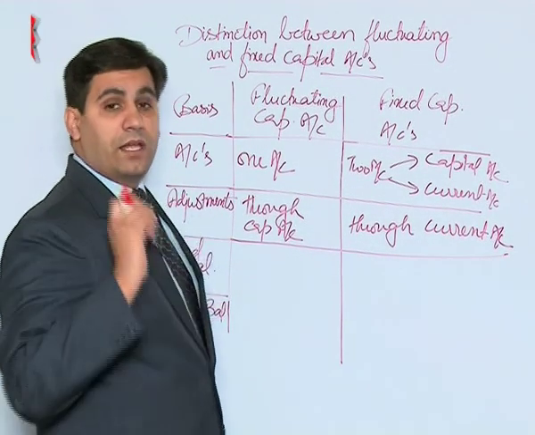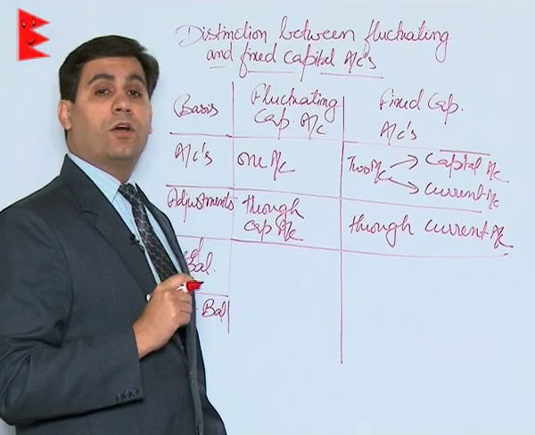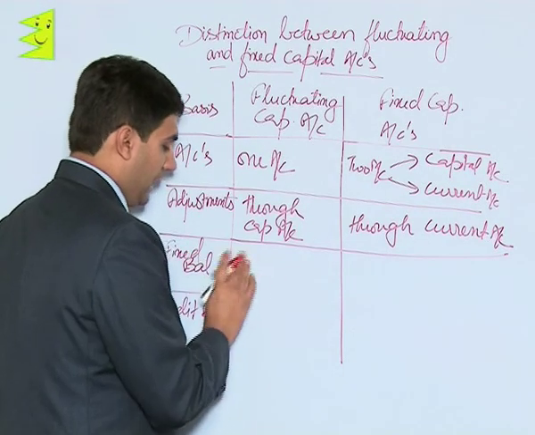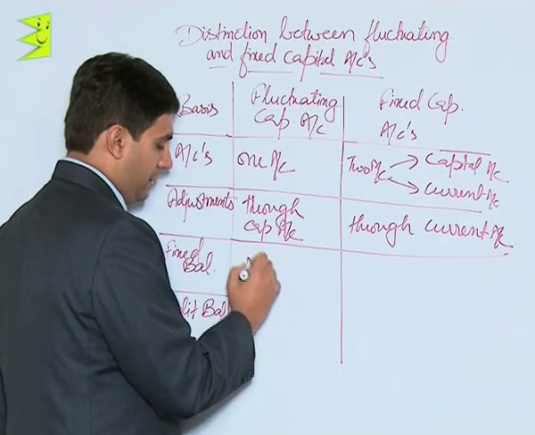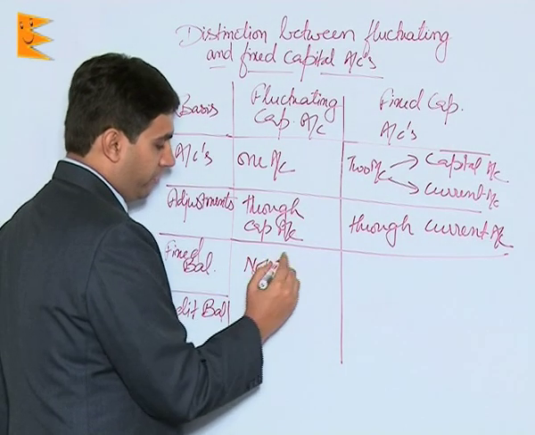Fixed balances. In case of fluctuating capital accounts, all the entries, all the adjustments are passed through capital account. So there can be no fixed balance. Balance is not fixed.